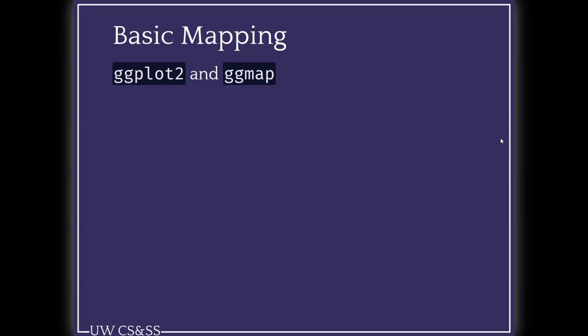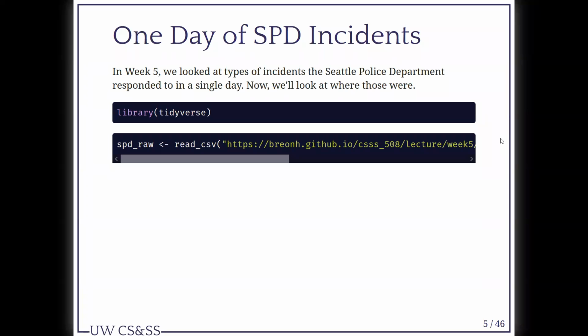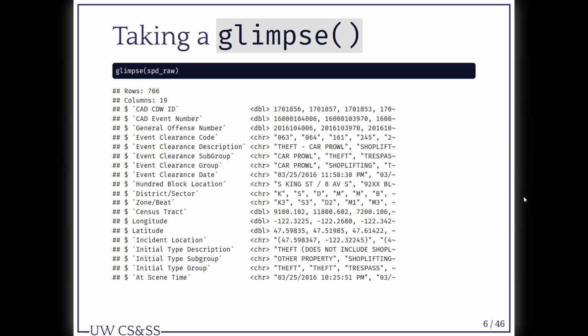Cool. So ggplot2 and ggmap. We're going to take that same data we were looking at a few weeks back that looked at the types of incidents at the SPD reported for a single day. This was a day in 2016, if I'm not mistaken. And we'll look at what all of those were. So same old, we're going to use read CSV on wherever that is located. And we glimpse at this data frame and we get this. And I had noted before that this might be important later, that there's a longitude and latitude column.